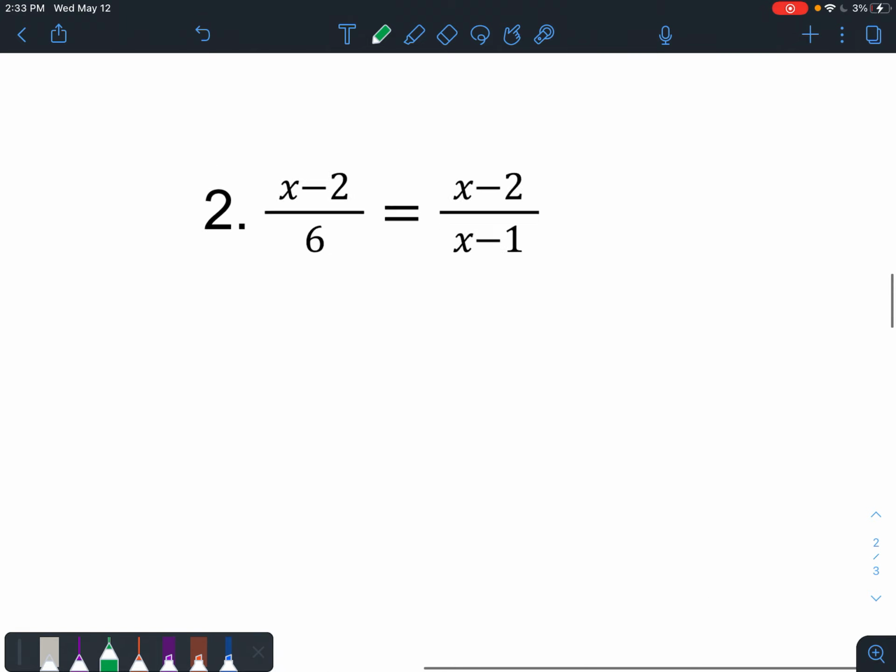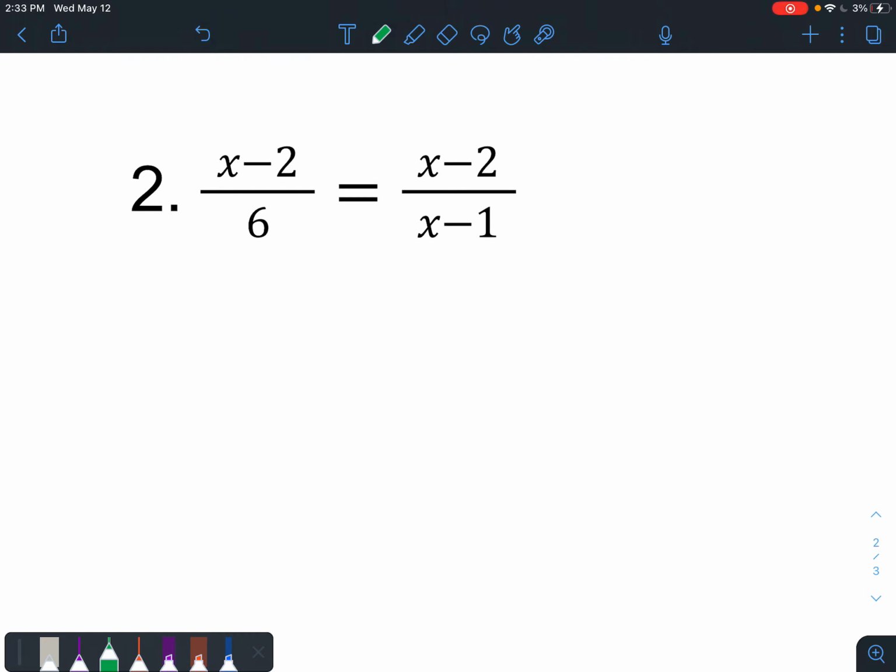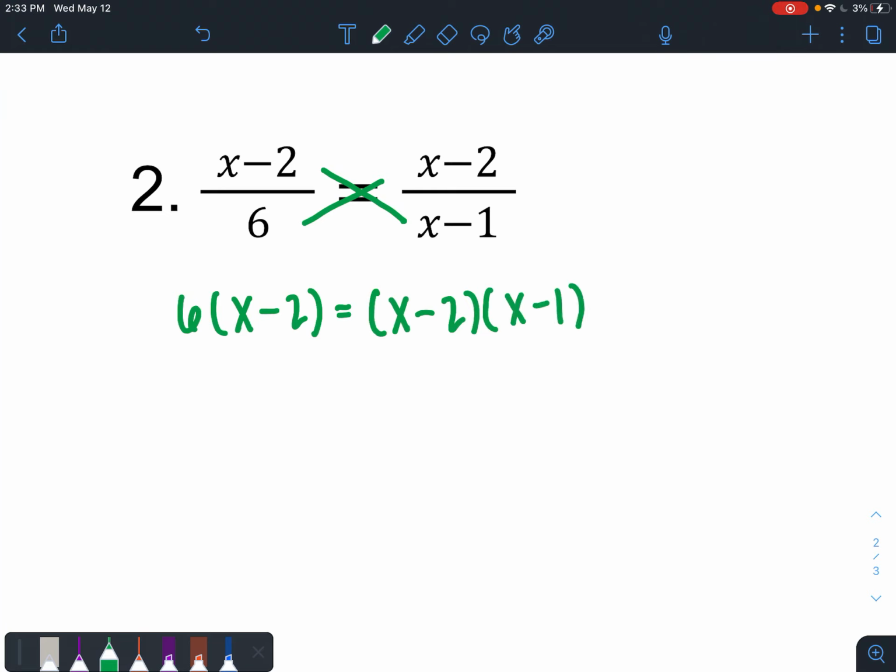Hop on over to the second example. It's the same thing, except we have factors that are not just single numbers. So we're still going to cross multiply. So 6 times x minus 2, and then cross multiply here: x minus 2 times x minus 1, remembering those parentheses.